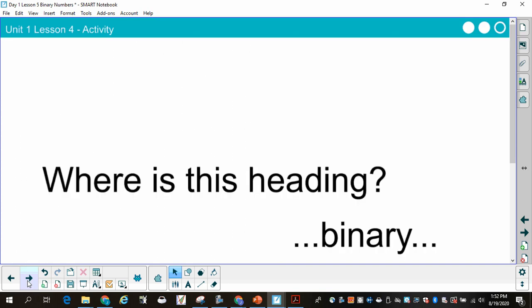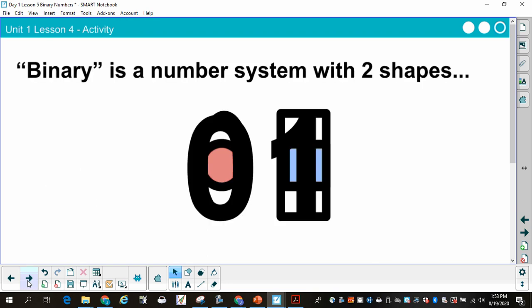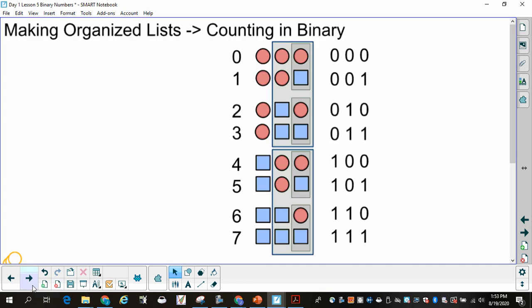Where is this heading? It's all heading to binary, to the binary number system. Binary is a number system with just 2 shapes. Instead of a red circle, we use the number 0. Instead of a blue square, we have the number 1. Now, making organized lists and counting in binary.